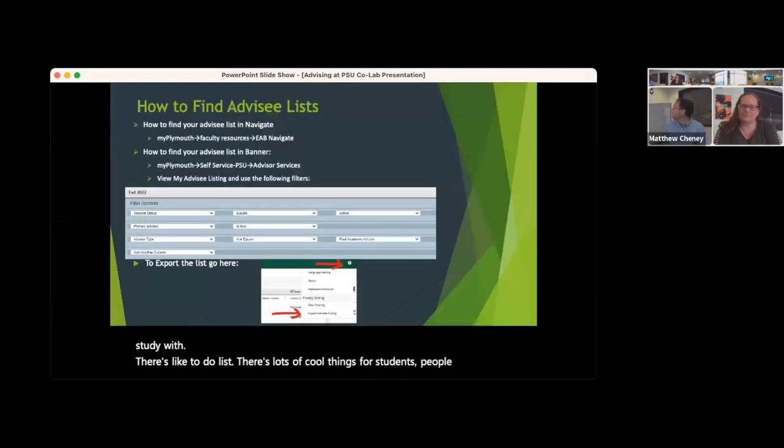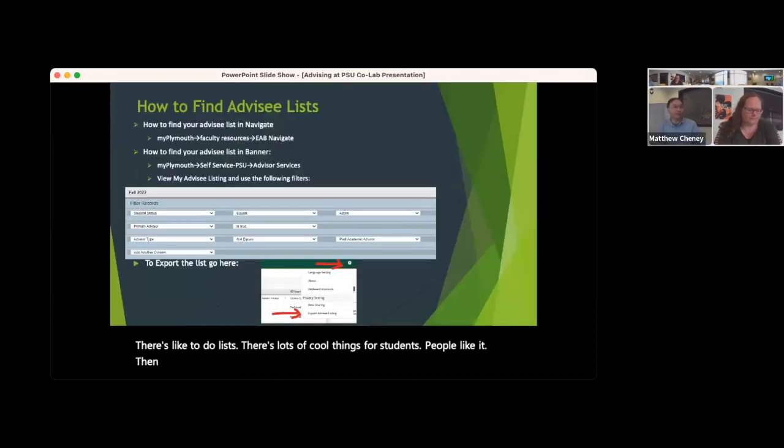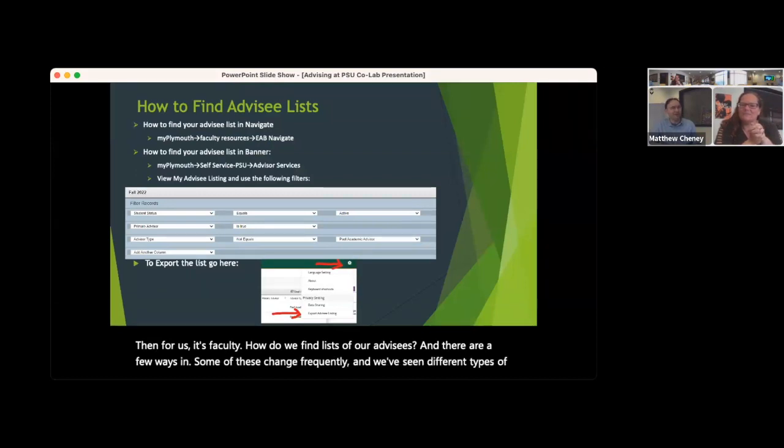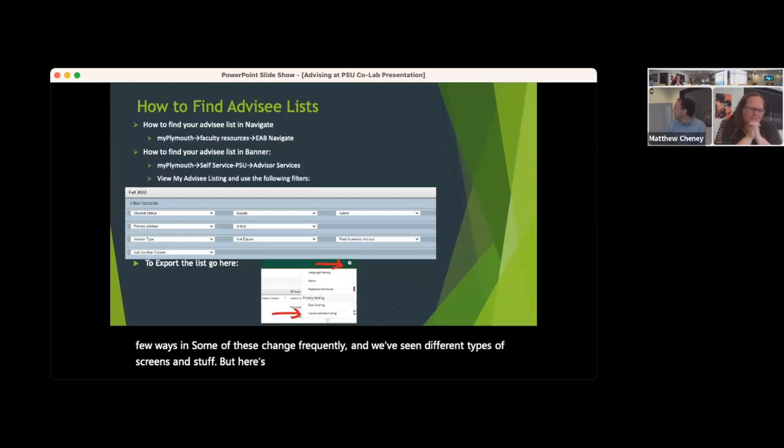Yeah, people like it. Then, for us as faculty, how do we find lists of our advisees? There are a few ways, and some of these change frequently, and we've seen different types of screens and stuff. But here's one way to see them. One is through Navigate.